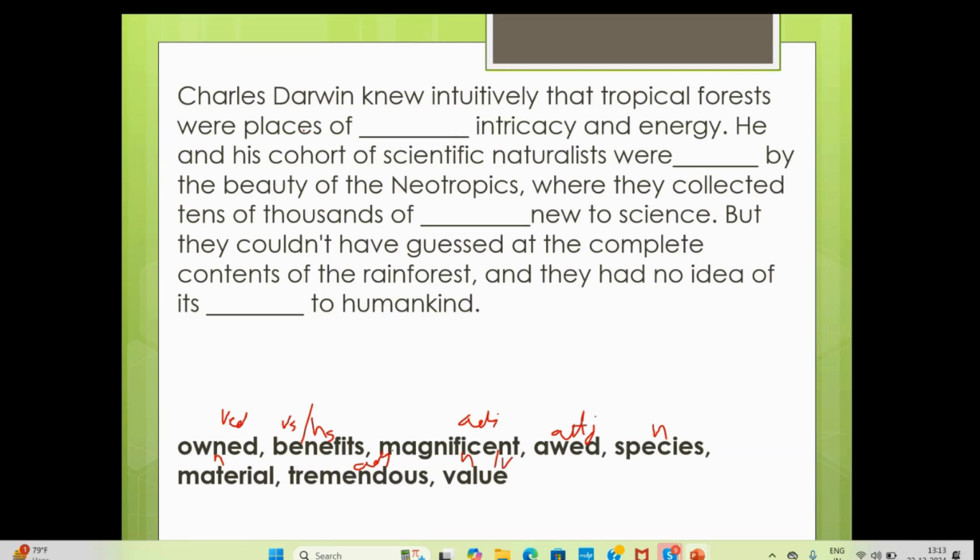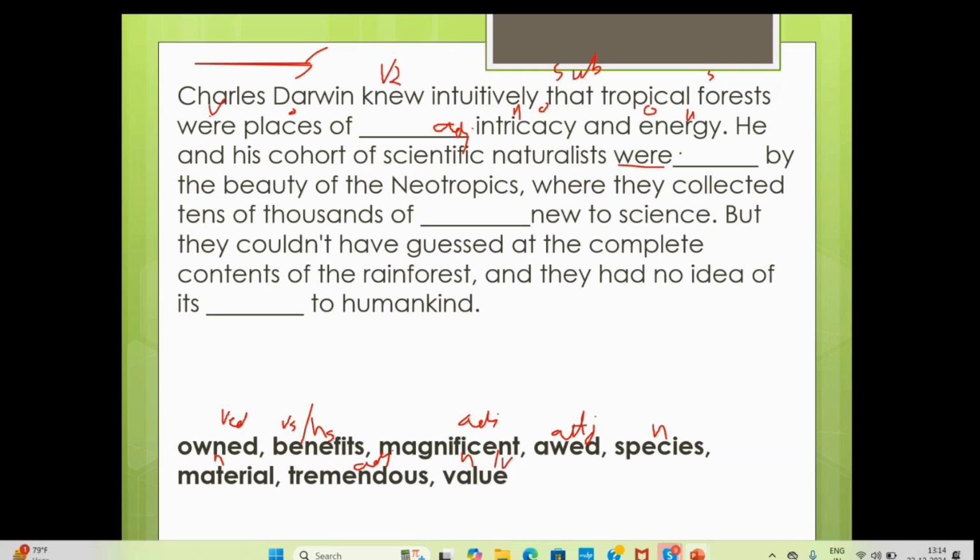So here what we need is, Charles Darwin is your subject, knew is V2 form of the verb. So I think the whole paragraph is in past tense. Intuitively, that is your subordinate conjunction. Tropical forest, subject, where is your verb? Places, object of this energy. And this intuitive is your noun, and energy is your noun. We need an adjective here.